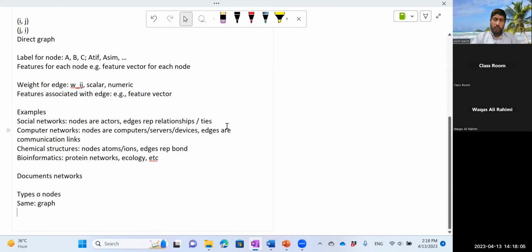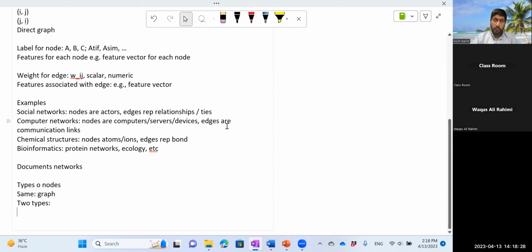But if you have, let's say, two types, again you'll have to identify those types. If you have two types, then you have a special type called a bipartite graph. An example of two types would be nodes that are documents and words. So two types of nodes: one node is a document, another node is a word.